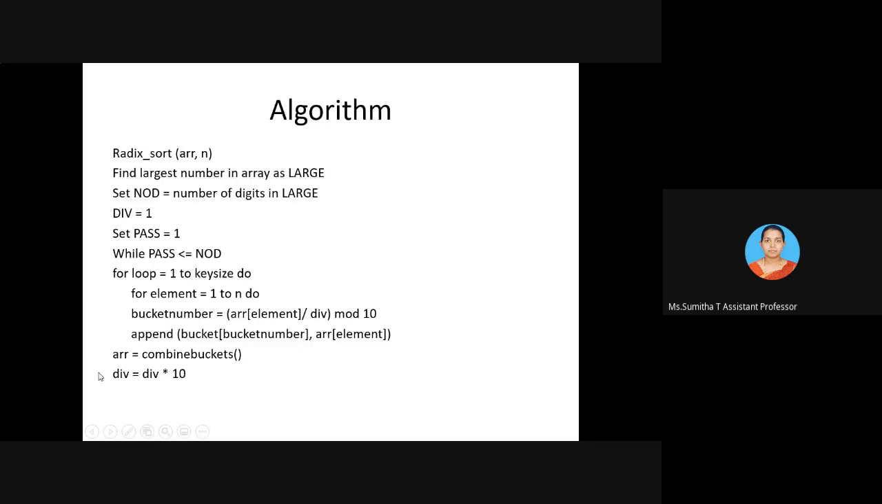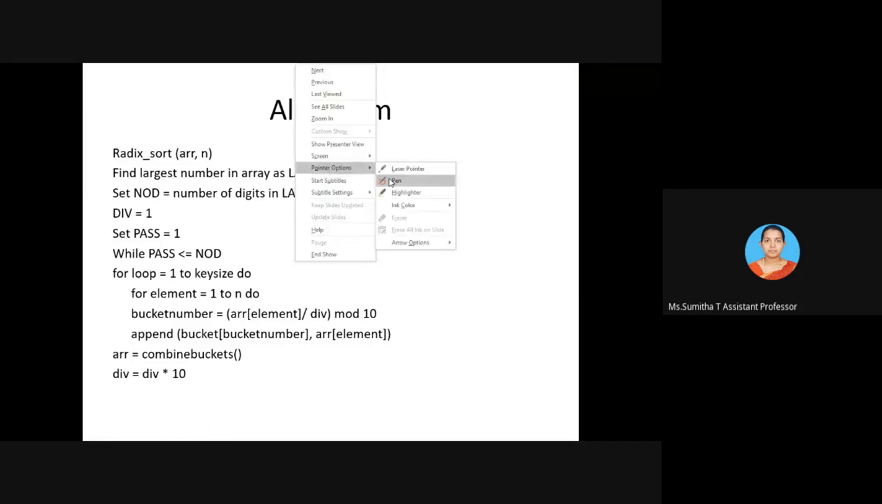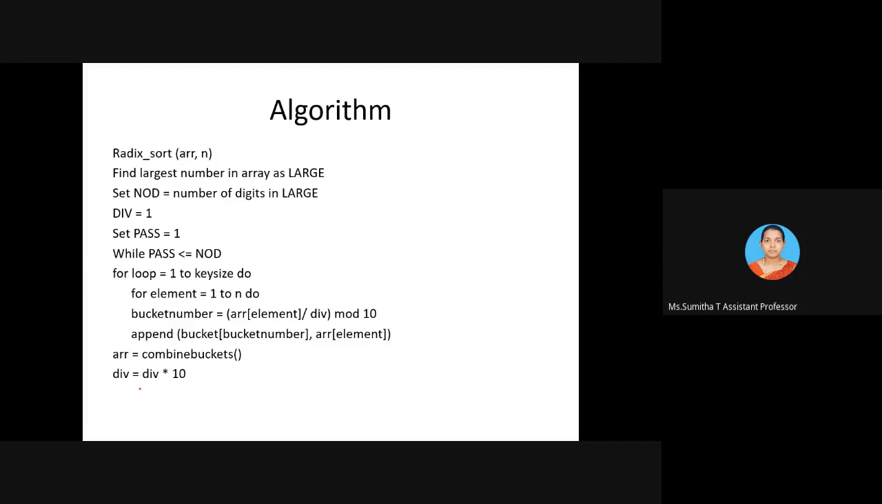Once all the elements are inserted into the buckets, we need to arrange them back into the array by combining all the elements in the buckets. You have to combine all the buckets. This is the process, and once it's done, we multiply the div value by 10. That means we now concentrate on the 10th position. Unit place is over, after that we go with the 10th position. Then once the 10th place is over, we again multiply by 10.